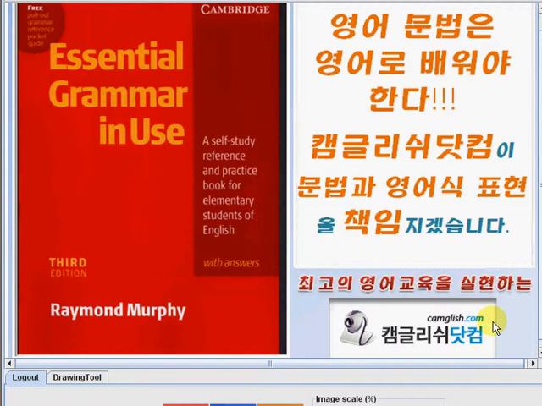I welcome you again to another fun and interesting lesson about grammar. So for today, we will use the book Essential Grammar in Use, 3rd edition by Raymond Murphy. What are we waiting for? Let's now start.